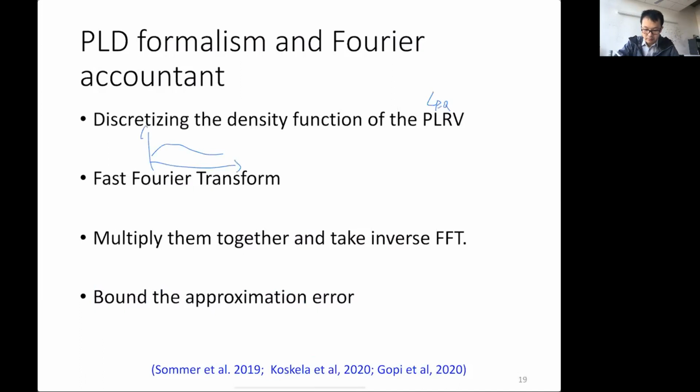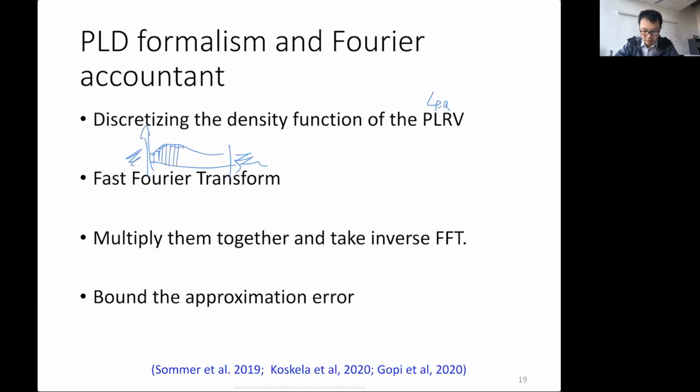And what the PLD formalism does is first make sure that this density is within a bounded support, right? By clipping the remainder of this density, by throwing away everything else, and then you can discretize this density into individual bins.